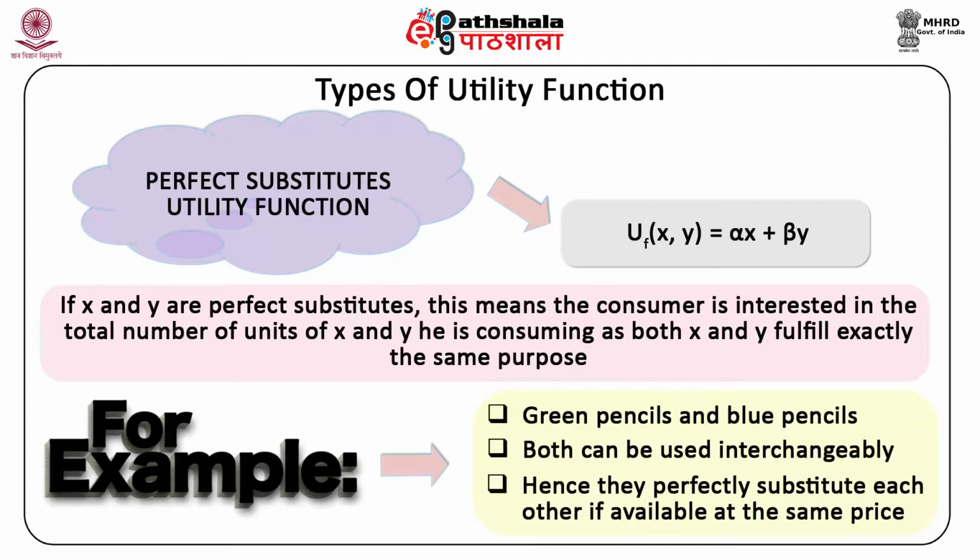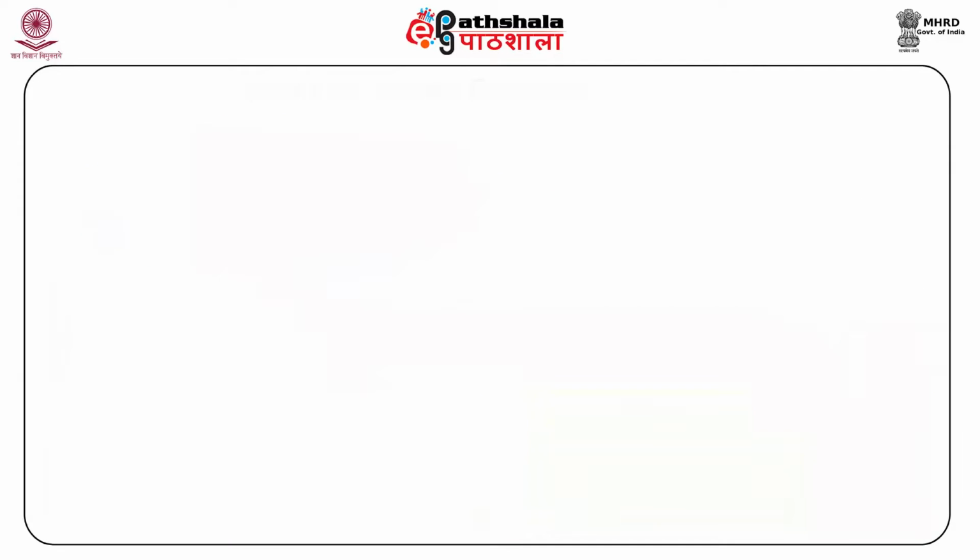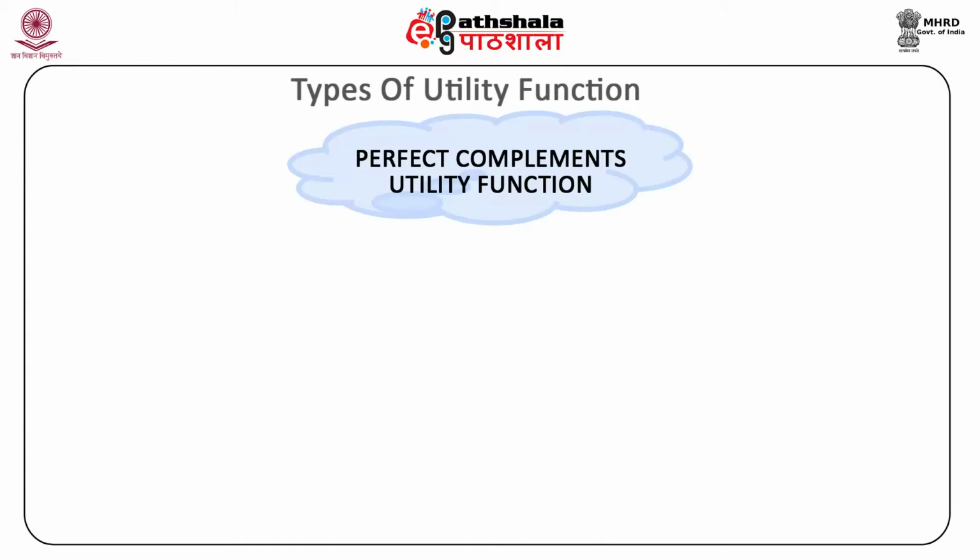Moreover, monotonic transformation of u(x,y) will also represent perfect substitutes. Fourth type of utility function is perfect complements utility function.